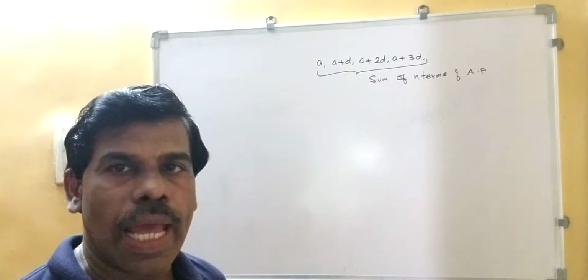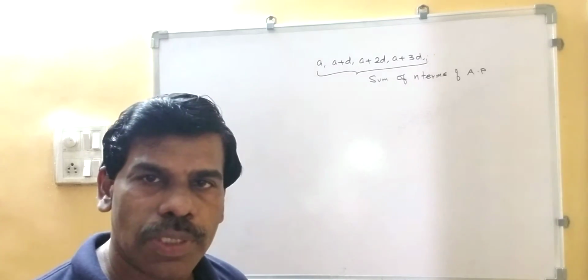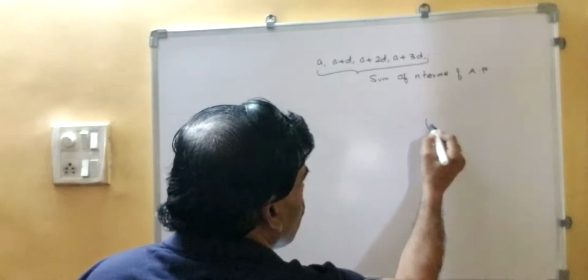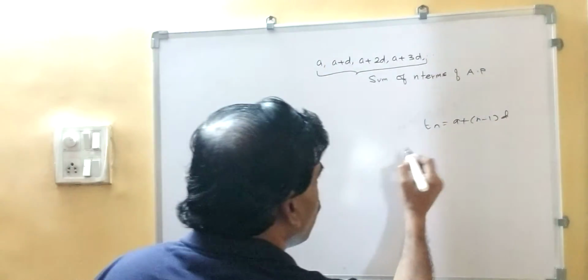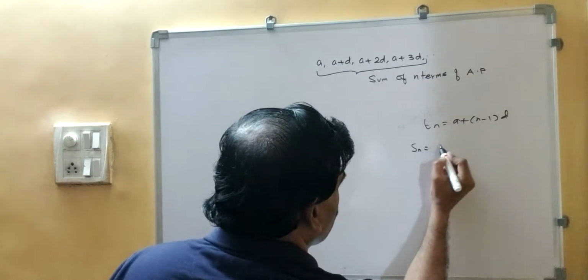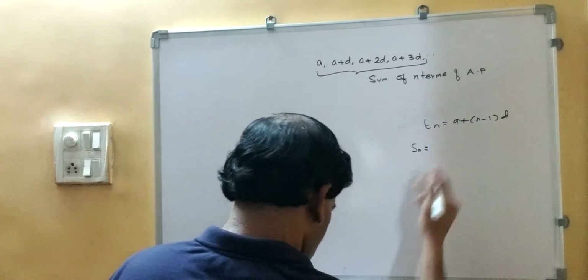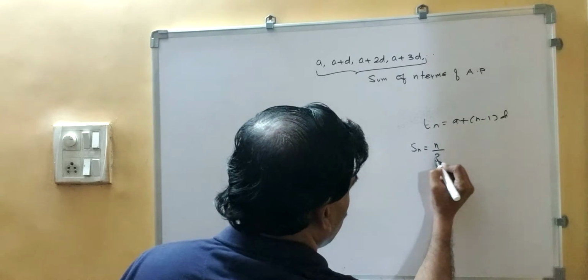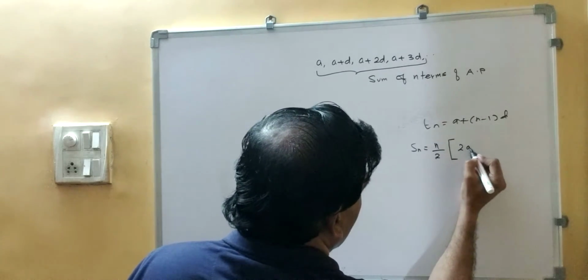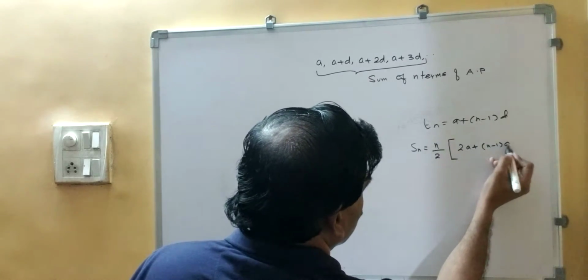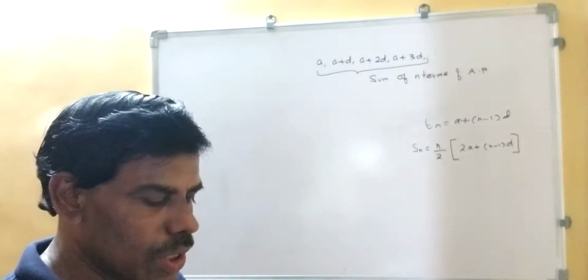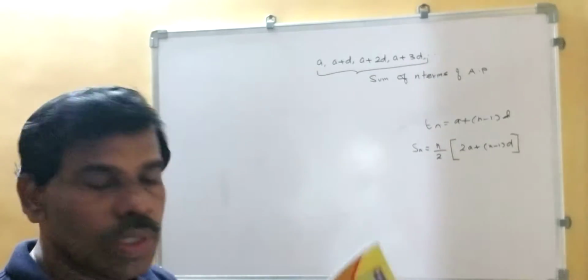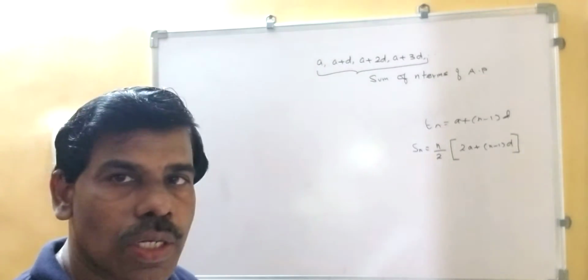Like how to find out the nth term of the sequence? Tn equal to a plus n minus 1 into d. In the similar way, how to find out the sum of n terms of the sequence? Sn equal to n by 2 into 2a plus n minus 1 into d. So this is the formula. By using this we are going to find out the sum of n terms of an AP.